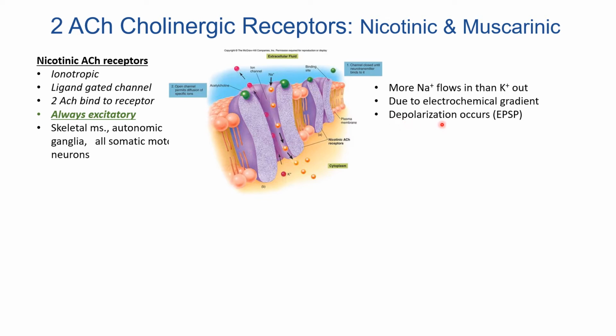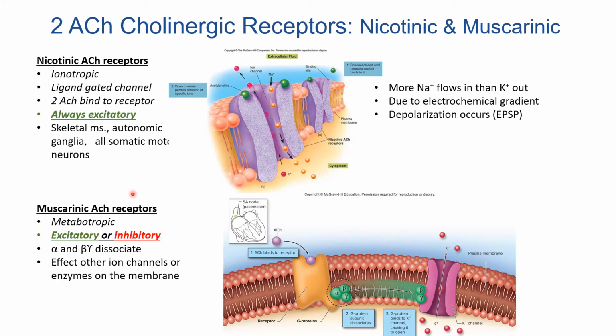So if they're excitatory, we know that they're making EPSPs. So they are depolarizing that cell because there's more sodium, more positive coming inside. The other one we said was muscarinic, and the muscarinic ACH receptors are metabotropic in their classification. I said they're either excitatory or inhibitory, and this is just one little way that it can happen.